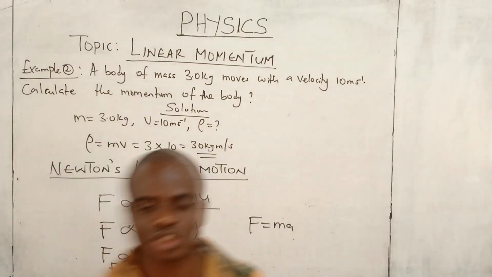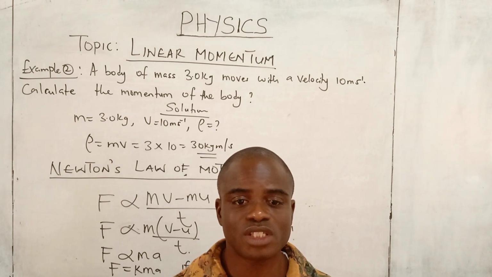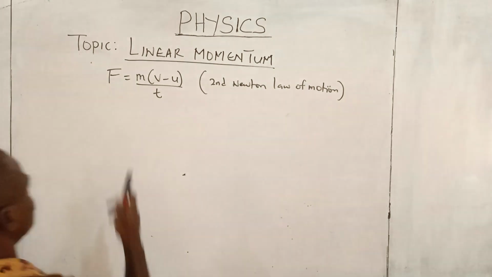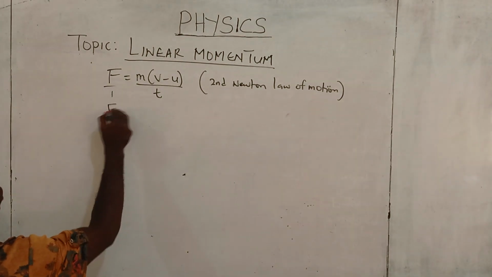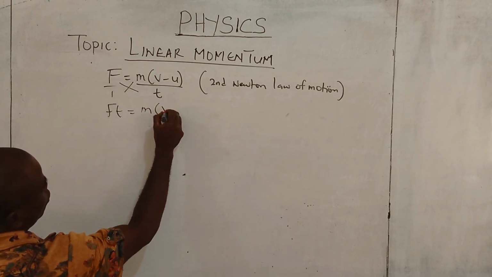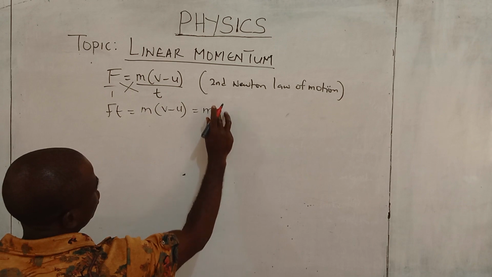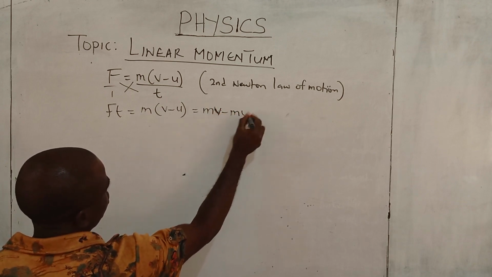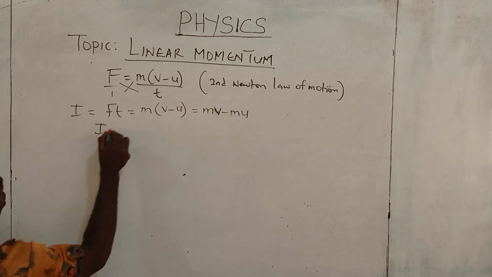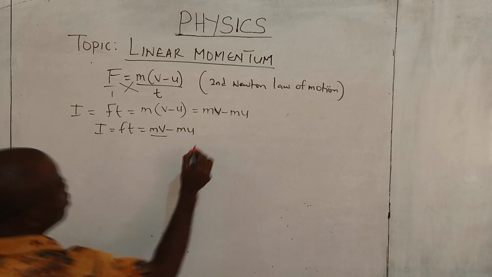And Newton's third law of motion says that to every action there's an equal and opposite reaction. Impulse is equal to change in momentum. When you cross multiply, you have Ft equals m times (v minus u). Now, when you open the bracket, mv minus mu. Ft is impulse. Now say I equals Ft and is equal to mv minus mu.